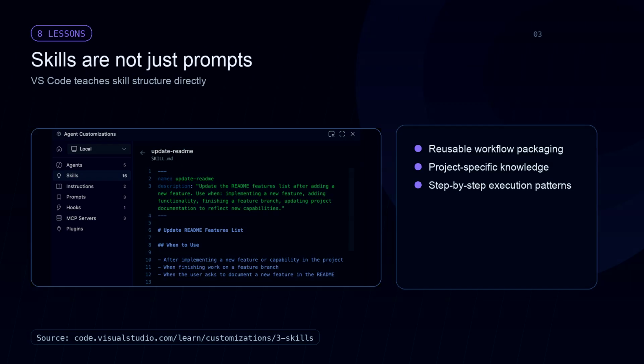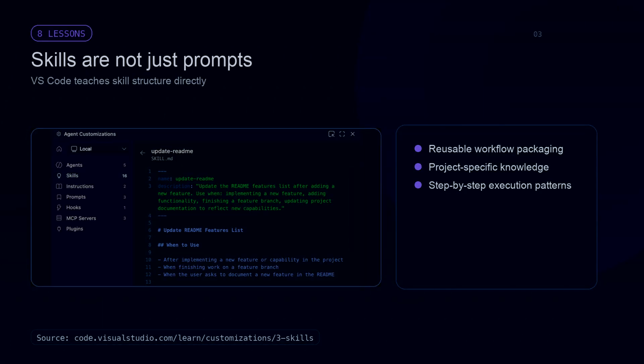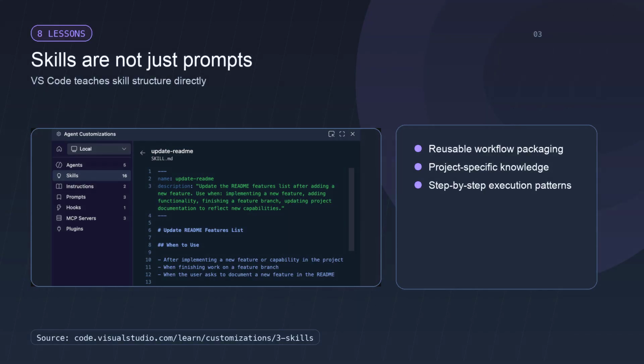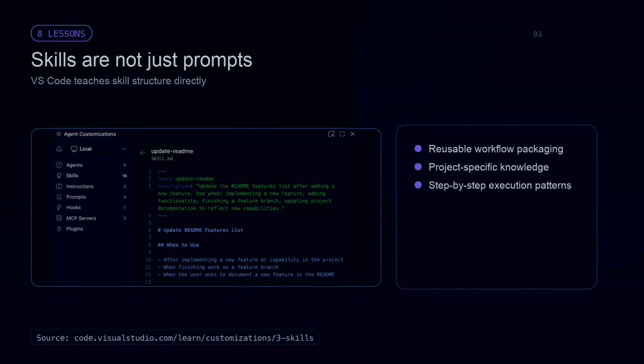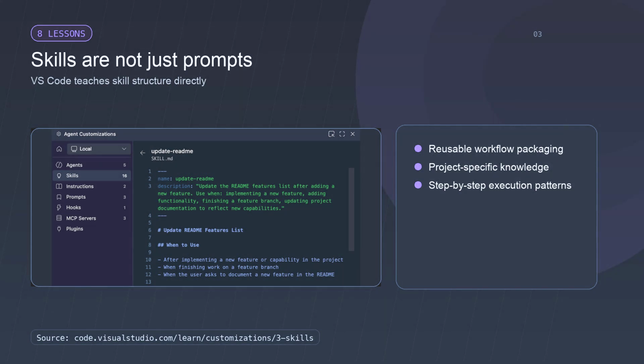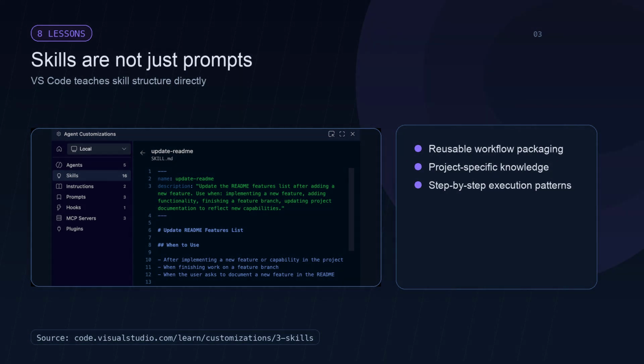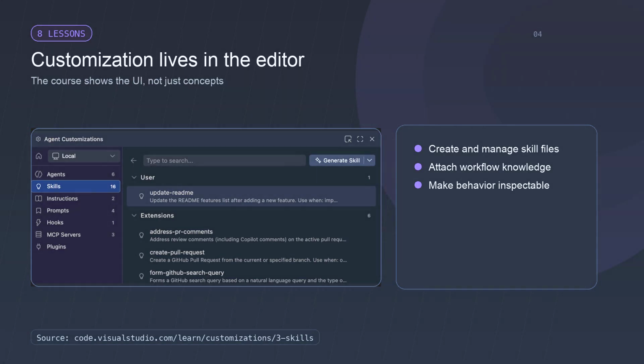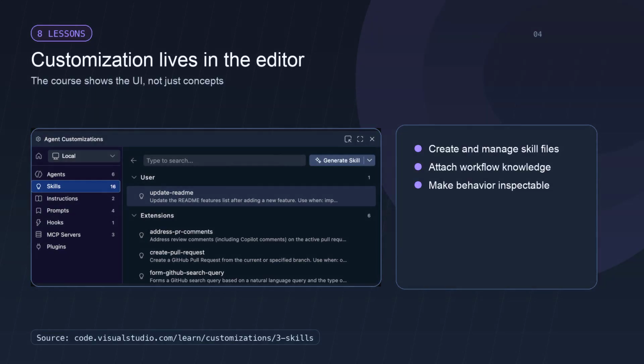Instructions can encode standards and architecture rules. Skills can bundle reusable procedures. Prompt files can preserve repeatable tasks. Custom agents can create a specialized role instead of forcing one generic assistant to do everything. Hooks are the bridge from advice to workflow. They let you run validations or automate repeated steps around the agent.